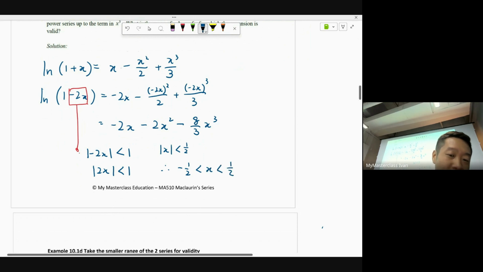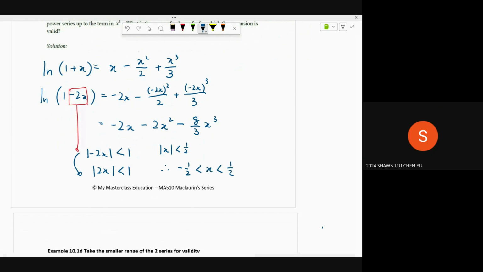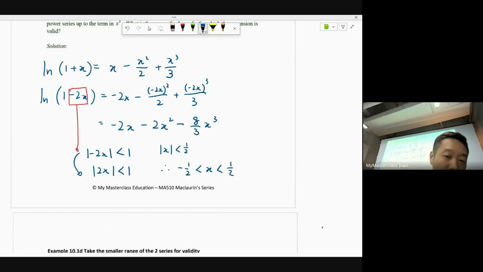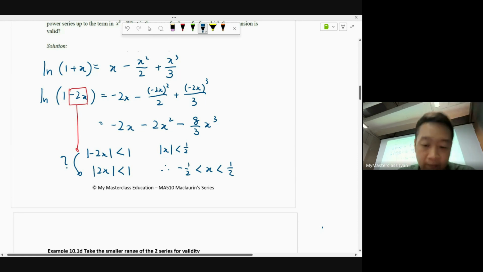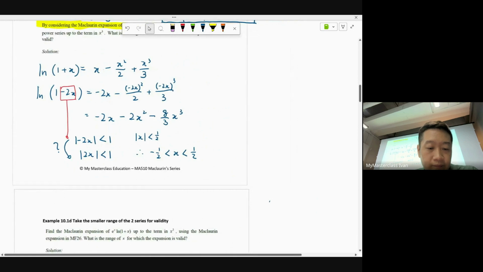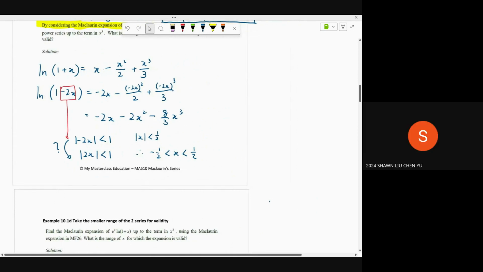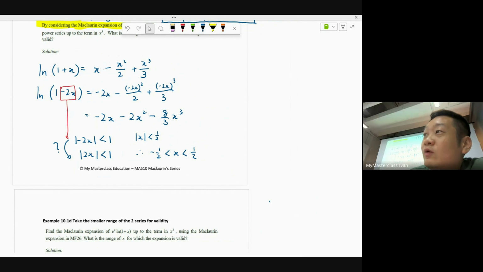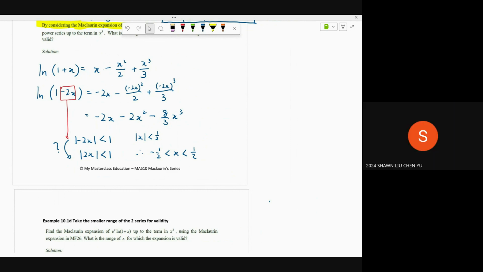How come I can switch from here to here? Sean, explain to me why. Taking the modulus gives you the same answer. Like, modulus of negative 1 is what? 1, right?